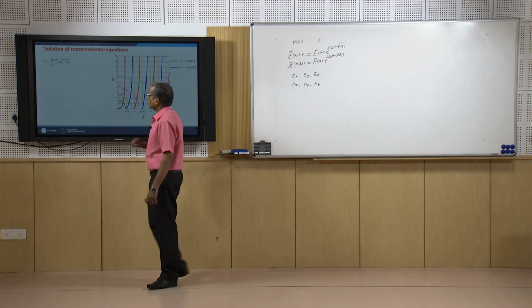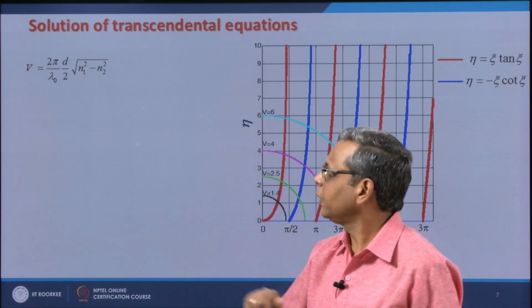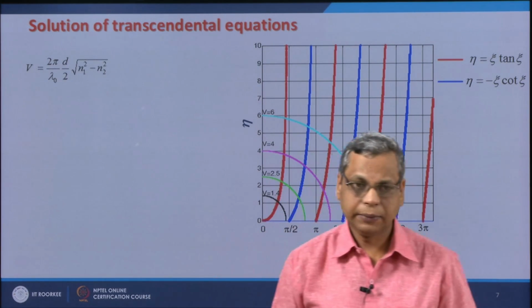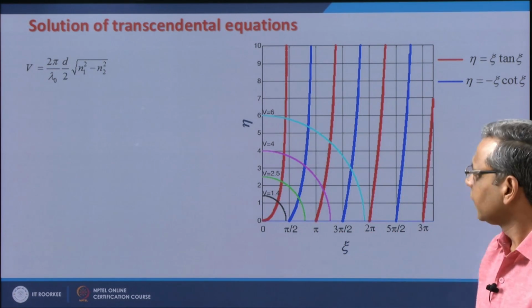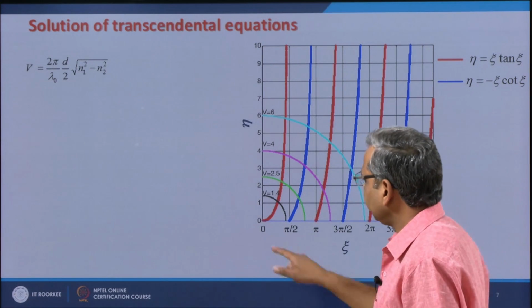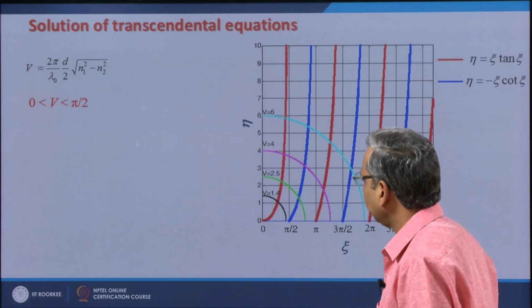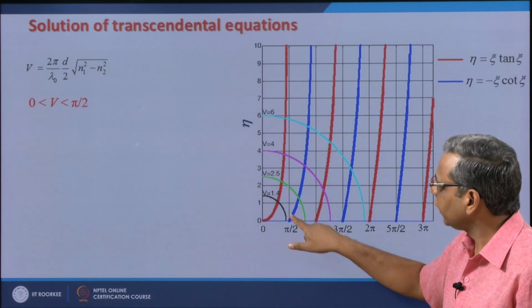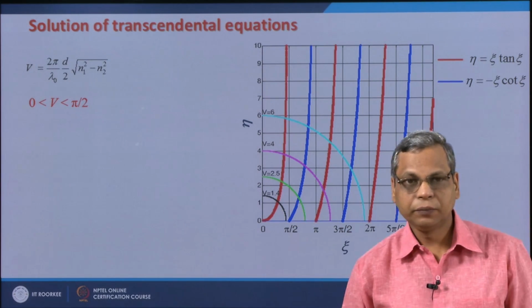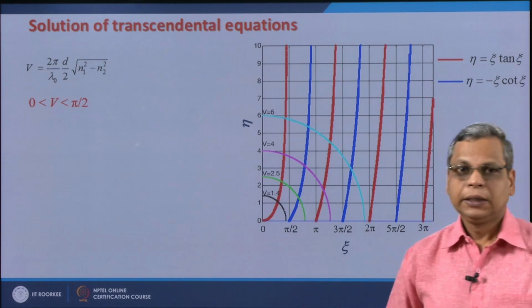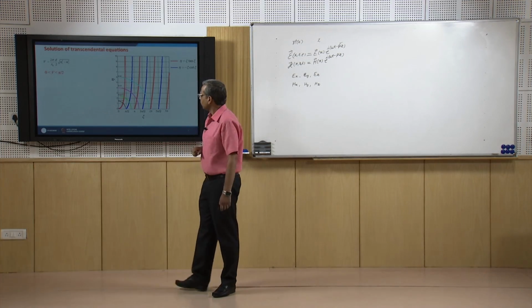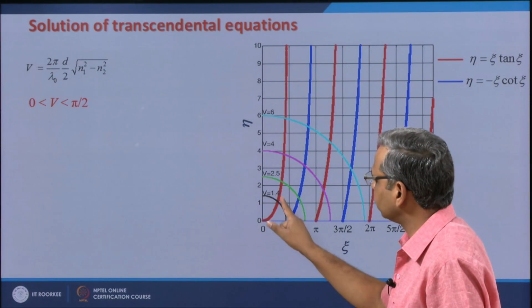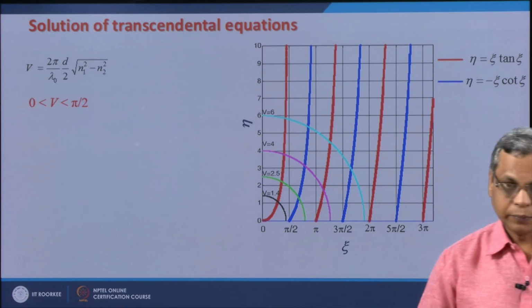So, for a given waveguide, that is n1, n2 and d, and a given wavelength, lambda or lambda naught, V is known. If this V lies between 0 and pi by 2, we can see that there would only be one point of intersection, and that would be with the red curve, corresponding to symmetric modes. This point of intersection will give me the value of xi for this symmetric mode.